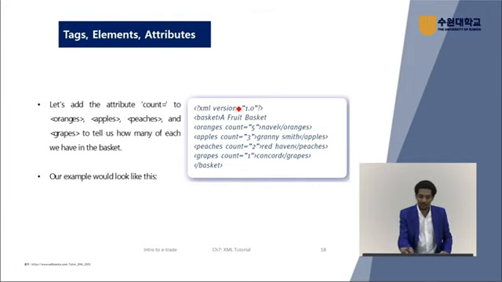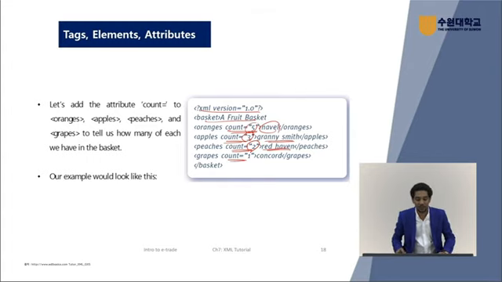For example, we have an HTML fruit basket, then orange count 5. This is what we call attributes, right? So count is equal to 5 in quotation marks, count is equal to 3 in quotation marks, count is equal to 2. This means we have navel oranges with a count of 5, right? And we have Granny Smith apples with a count of 3. We have Red Delicious with a count of 2, right? So this is an attribute that tells the quantity of these different types of fruits.